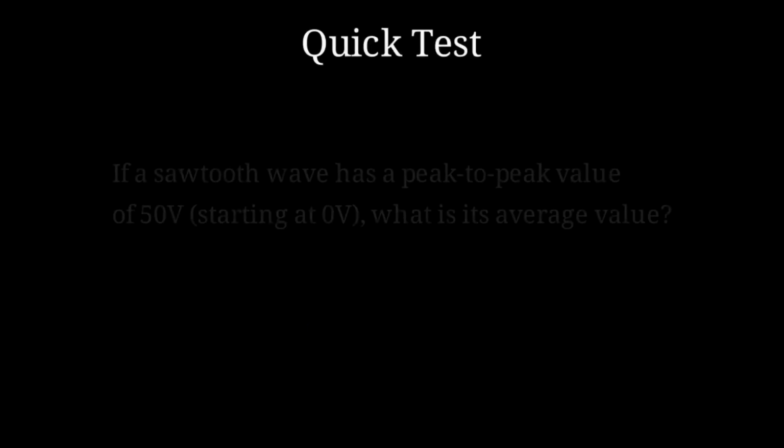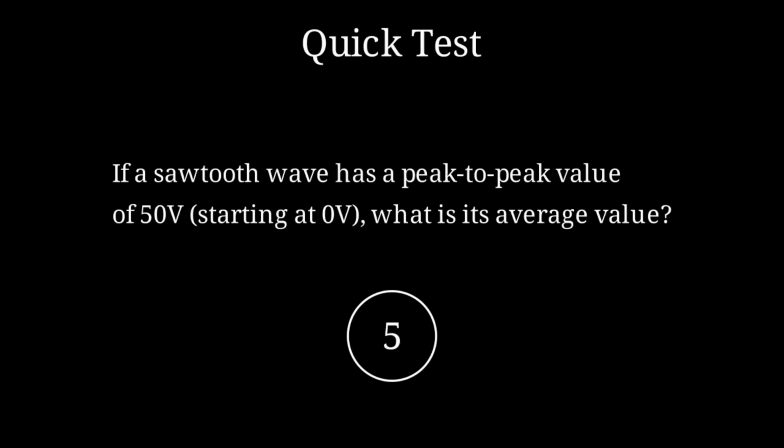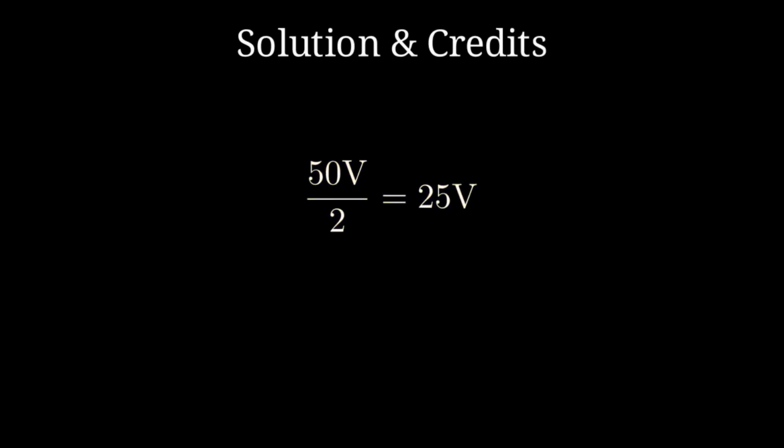Test your knowledge. If a sawtooth wave starts at 0 and reaches a peak of 50 volts, what would be the average value? Think about the ratio we just derived. The answer is 25 volts. By simply dividing the peak by 2, we find the DC average.